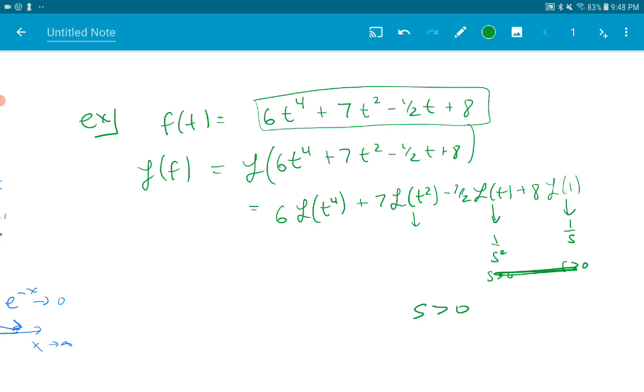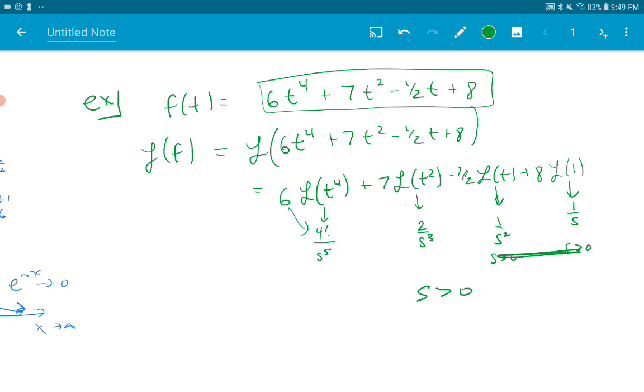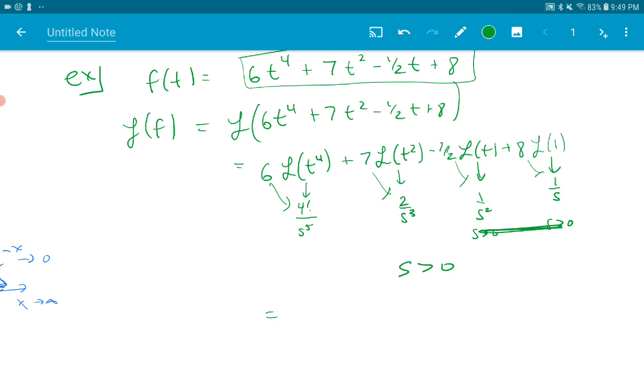This t squared, I told you that's the one that equals 2 over s cubed. And then t to the fourth, that's when n is 4, so this would be 4 factorial over s to the fifth. So we multiply this one by 6, this one by 7, this one by 1/2, and this one by 8. It looks like our final answer, by the way, 4 factorial is 24. So 24 times 6.